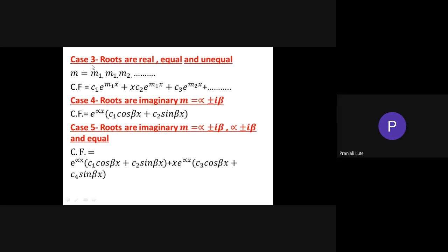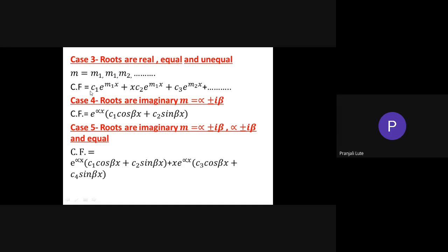Next, case 3. Roots are real, equal and unequal. Means it is a combination of equal and unequal. So here see m equals m1, m1, m2. Means m1, m1, these 2 roots are repeated and m2 is unequal. So here apply the combination of equal and unequal.